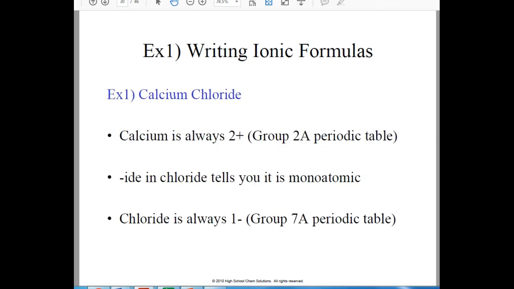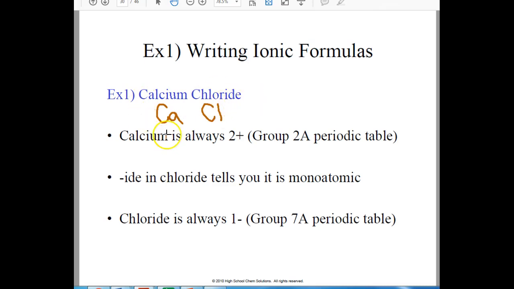Alright, so example 1, calcium chloride. Okay, this is our name, calcium chloride. We're trying to write a formula. So we're going to look first at calcium. What is calcium's formula? Ca. Chloride, what is that referring to? Well, that's just chlorine, right? And we changed the ending.